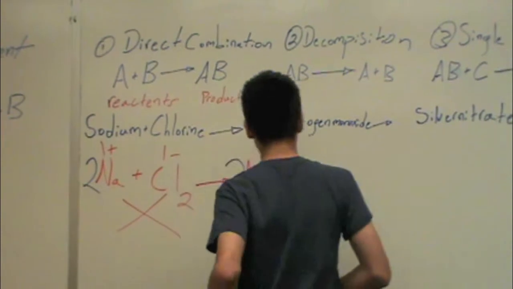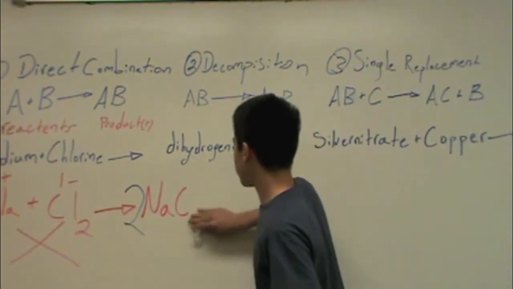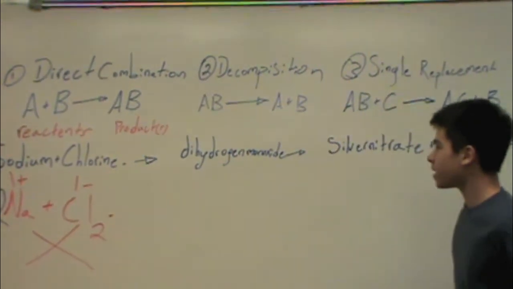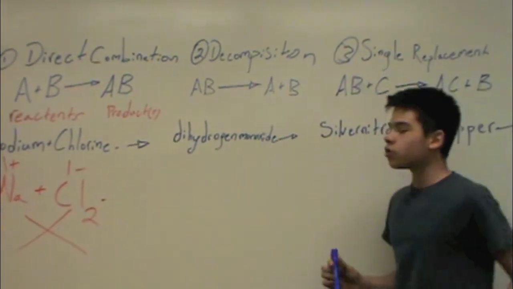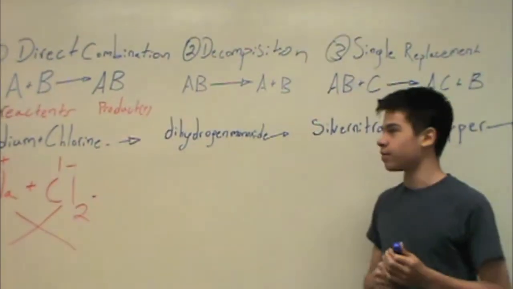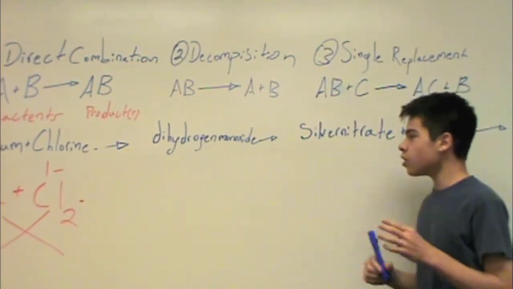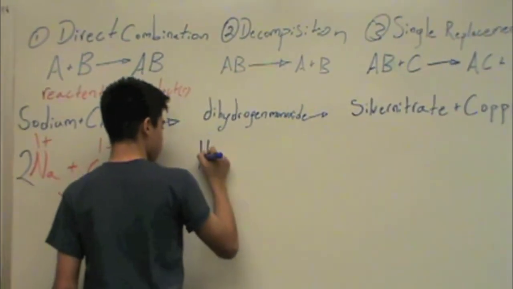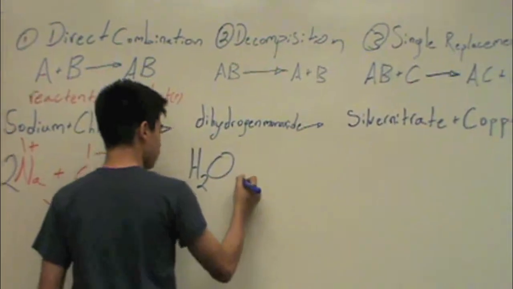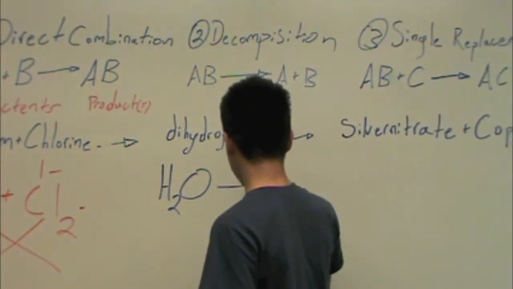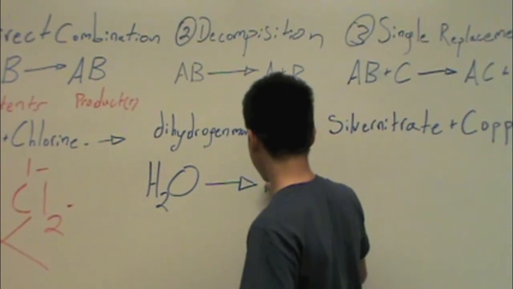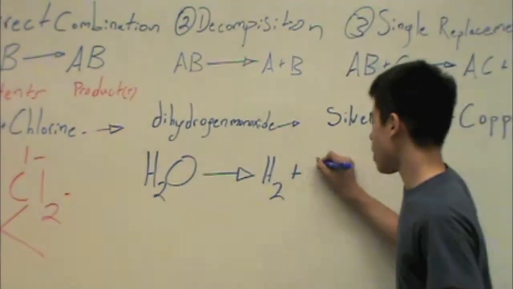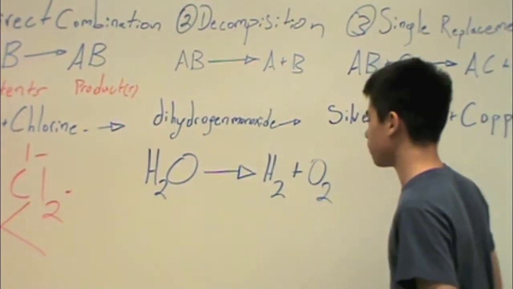Okay, moving on to the second type of chemical equation, a decomposition reaction. In a decomposition reaction, a compound will decompose into its 2 respective elements. In this case, we have dihydrogen monoxide, which is water, so H2O, is going to decompose and come apart to hydrogen and oxygen. Now remember, oxygen is also diatomic, so oxygen will be having a subscript of 2 here.